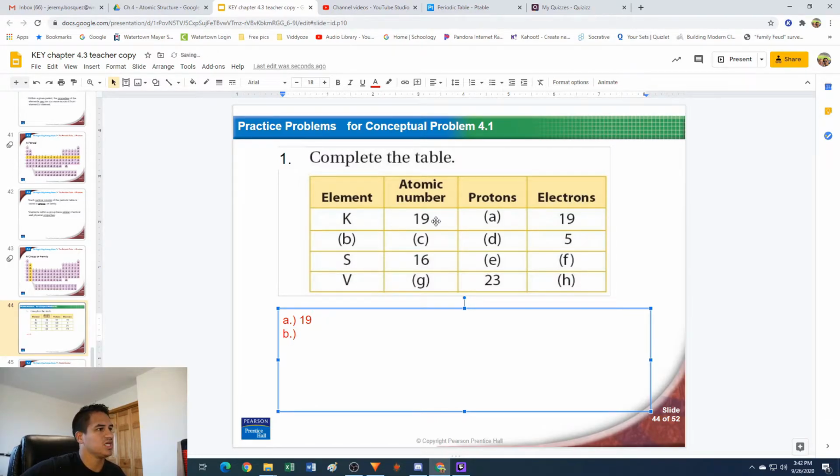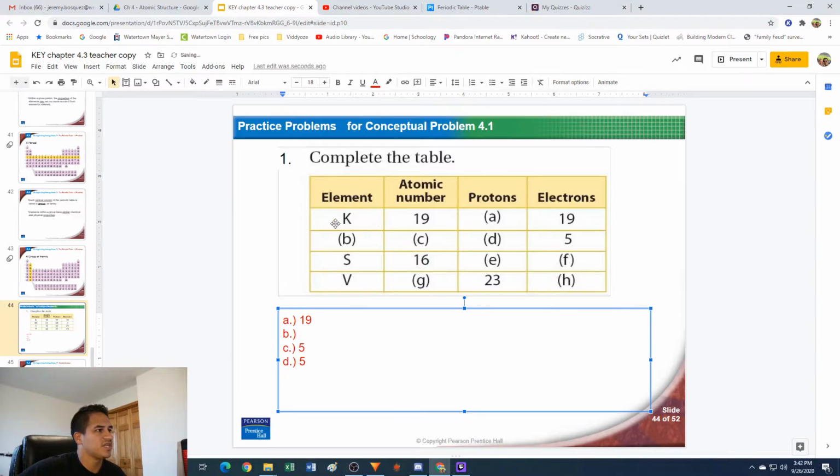For letter B, in this middle column here, this row here, we're missing a lot of information, but it does give us 5 electrons. So if we have 5 electrons, that also means we have 5 protons. So I'm actually going to fill this out in a weird order, but if we have 5 electrons, we have 5 protons. So D is 5. That means the atomic number, letter C, is also 5.